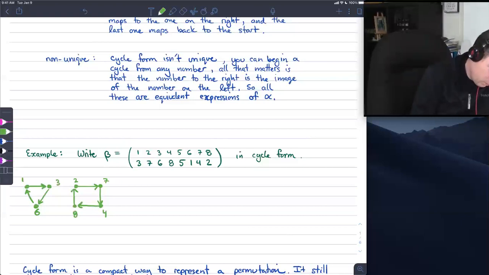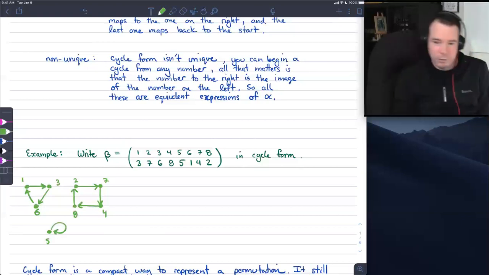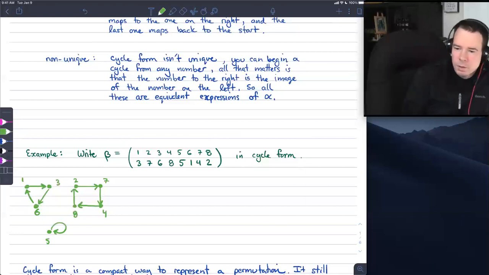So I'm going to finish off this one and say 3's been used, 4's in our diagram, 5's not in our diagram, but it goes to itself. 6 is in our diagram. Yep. 7's in our diagram. Good. 8's in our diagram. So maybe I will write 5 in there just to specify that 5 goes back to itself. So there's a picture representation of what beta is doing.